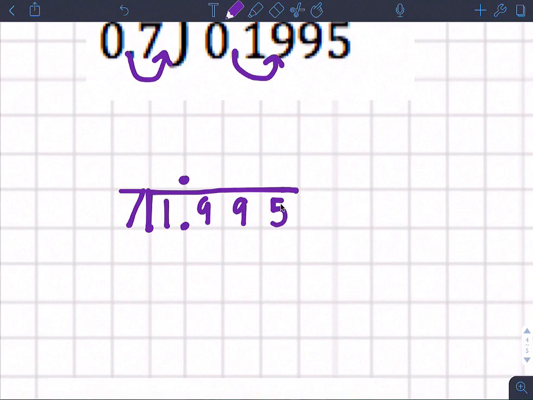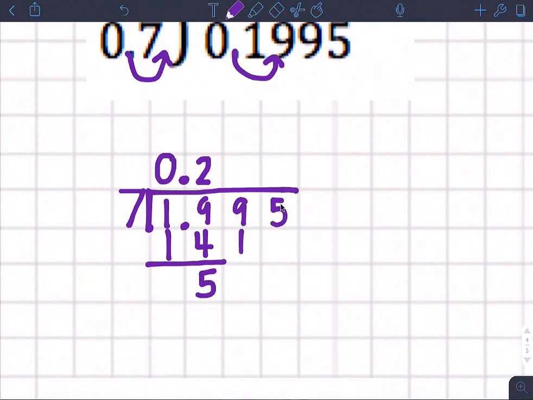So 7. Does 7 go into 1? No. Does it go into 19? Yes, it does. It goes into 19 twice. 2 times 7 is 14. 19 minus 14 is 5 left over. All right, so now we're going to bring that down. So we are not done. Does 7 go into 59? Yes, it does. It goes in 8 times. 7 times 8 is 56.